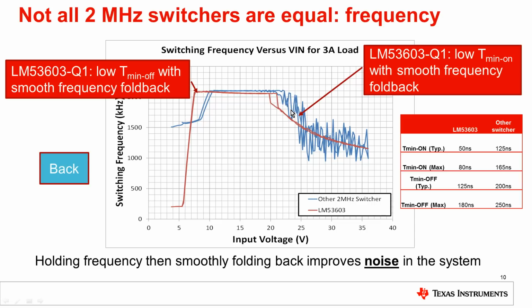The blue trace exhibits poor performance when the minimum on time is reached at the higher input voltage. Now the blue trace will exhibit poor noise performance and will likely need additional circuitry to compensate for the behavior.